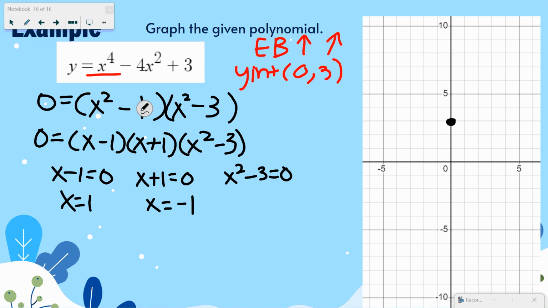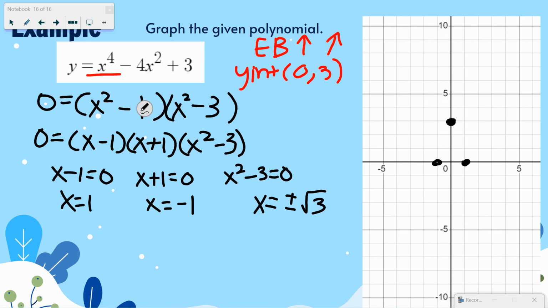Plus or minus, you add the 3. Great job. I add the 3 over, take the square root. When I take the square root, I have plus or minus. So let's plot those points on our graph. We got 1, we got -1.